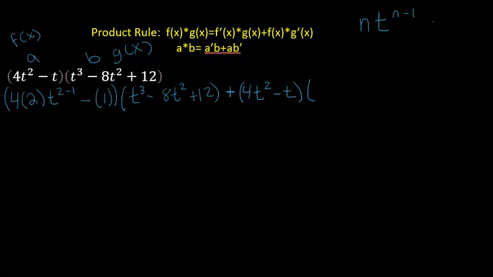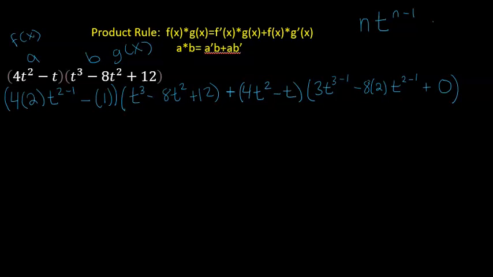Now I'm going to find the derivative of g of x. That's going to be 3t to the 3 minus 1, minus 8 times 2t to the 2 minus 1, plus, so let's see, 12 is a constant, right? So we know it's a constant because it's by itself. There's no letters touching it. When it's asking you to find the derivative of a constant, it's always going to be 0, right? So 12 is going to be 0.